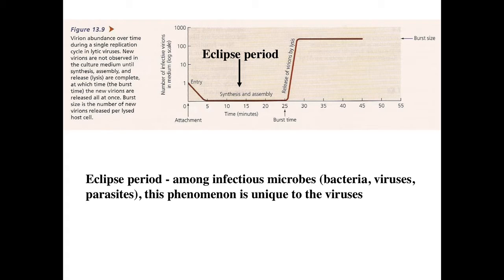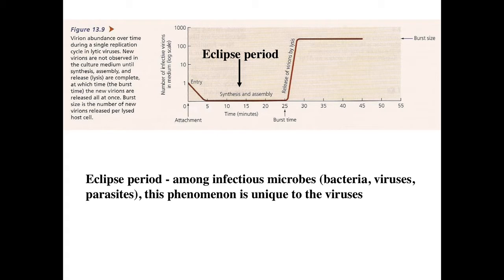Now, there's something very unusual about viruses in terms of being an infectious organism. They go through something that no other infectious organism goes through in the course of causing a disease. They go through something called the eclipse period. The eclipse period is illustrated really nicely in this graph of a bacteriophage infection of a bacterium in the laboratory. So on the y-axis here is the number of infectious virions present.